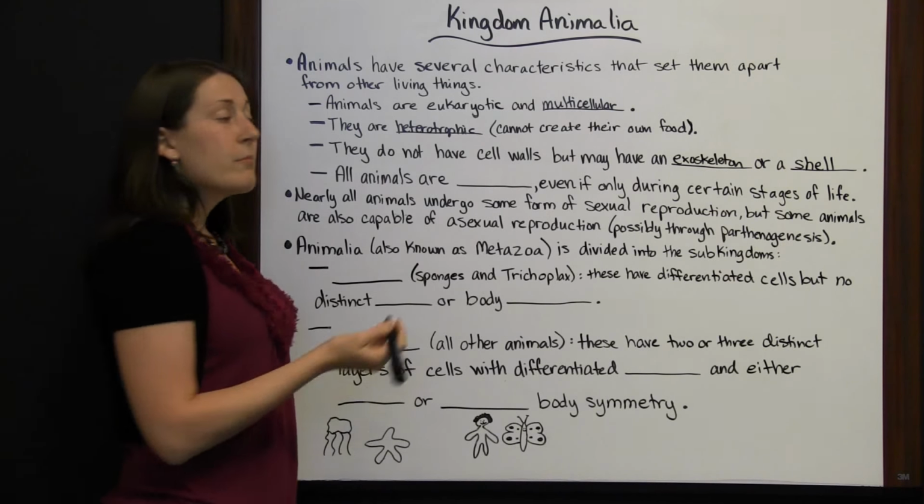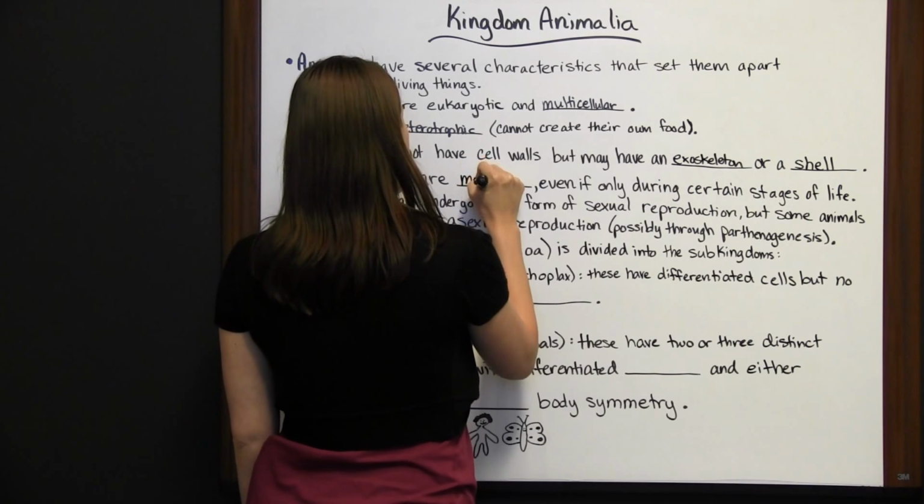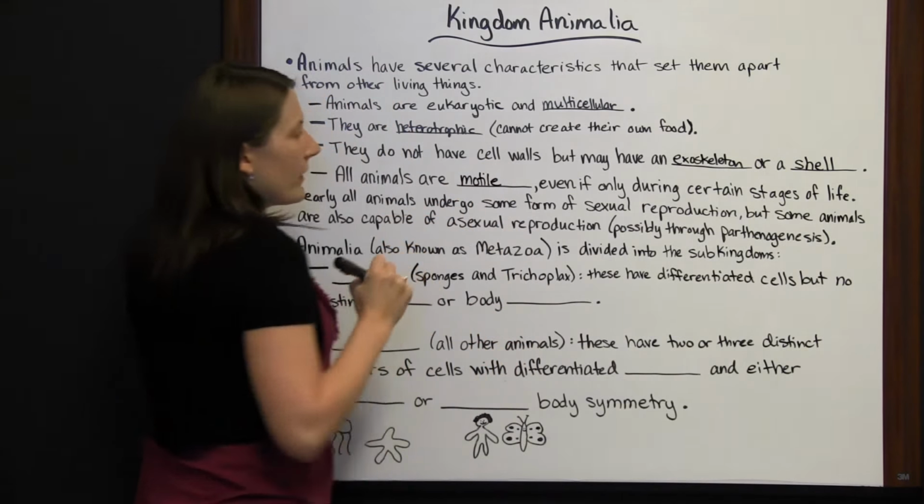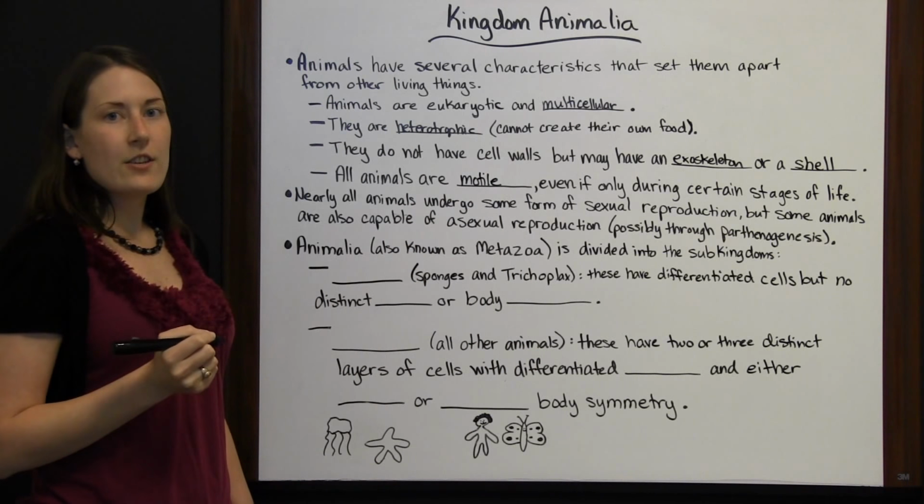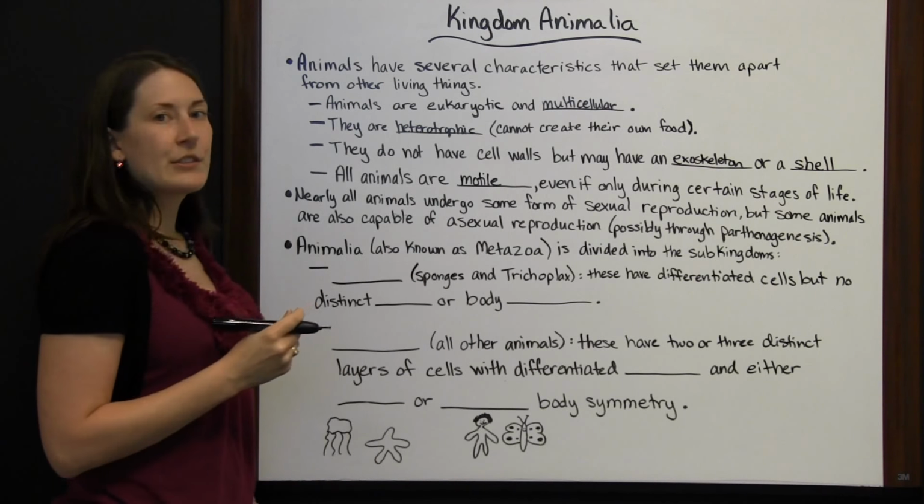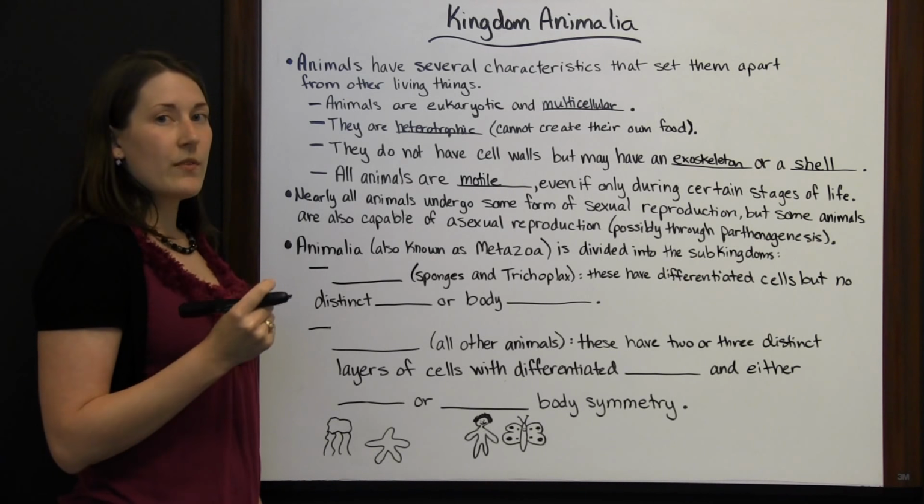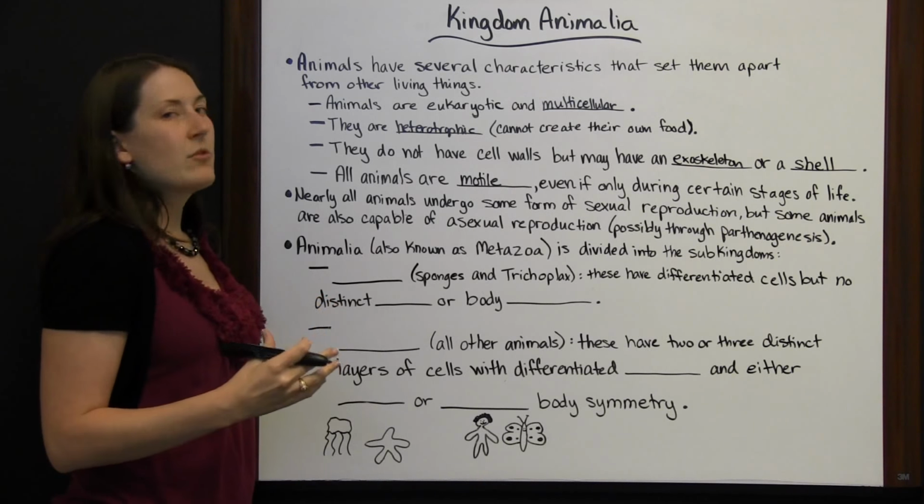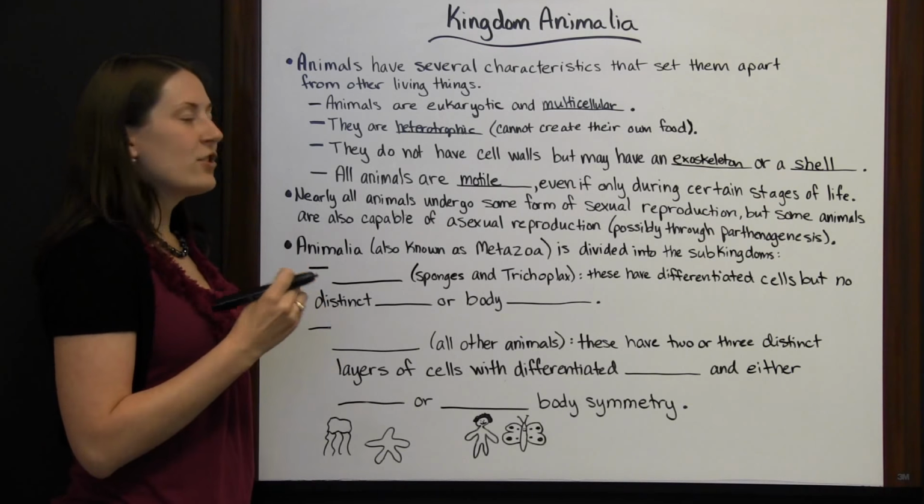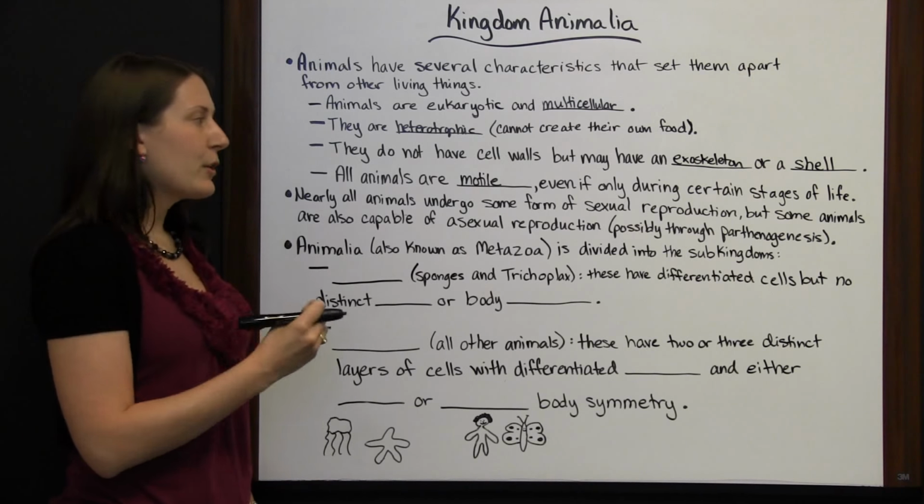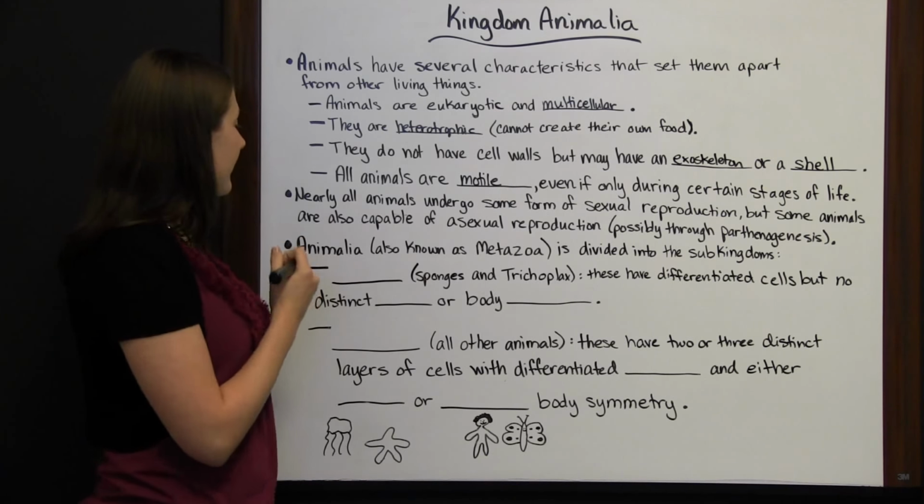All animals are motile. This means they can move, even if only during certain stages of life. So some animals may only move a little bit or very slowly, but all animals are motile, even if it's just for a short period of time or during one stage of their life.